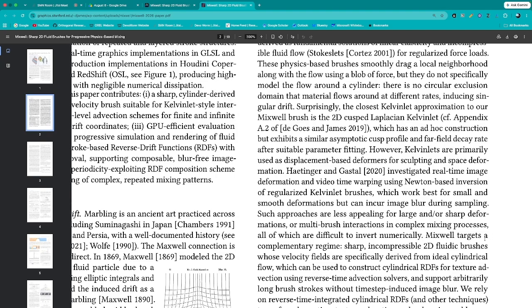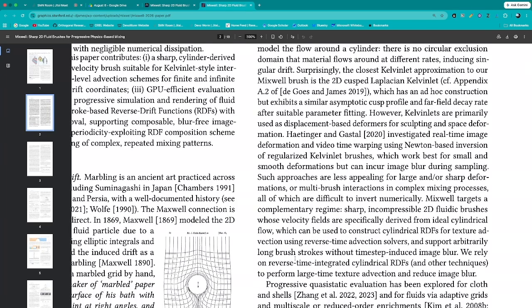Mixwell targets a complementary regime. That is, sharp, incompressible two-dimensional fluidic brushes whose velocity fields are specifically derived from ideal cylindrical flow, which can then be used to construct cylindrical RDFs, which we defined earlier, for texture advection using reverse time advection solvers, and support arbitrarily long brush strokes without time step induced image blur. We rely on reverse time integration, cylindrical RDFs, and other techniques to perform large time texture advection and reduce image blur.